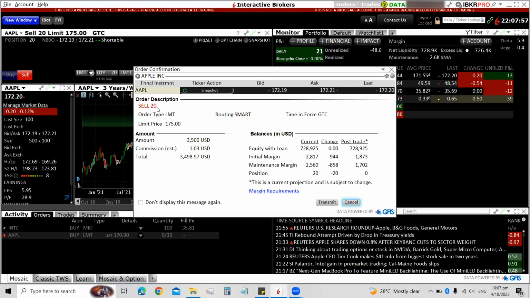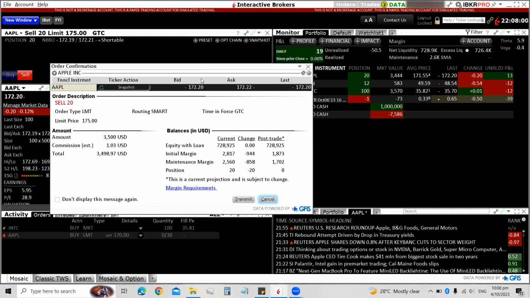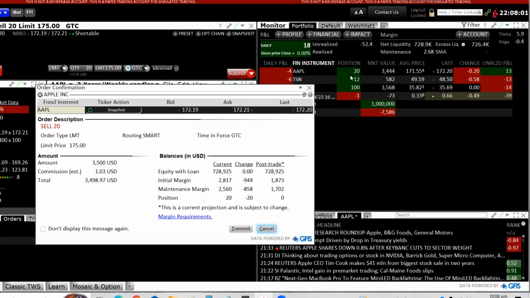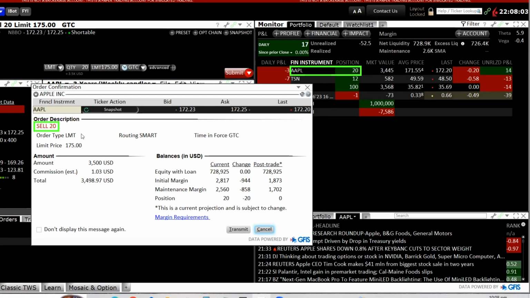Right now we are selling 20 shares of our Apple, so make sure it is 20 shares. That means you are closing off your position. This is a limit order, and I decided to sell it off at 175. This is the amount that I will gain from selling my Apple shares, and the commission is the amount that we will have to pay. You can see the total amount that we receive is deducted by the commission.